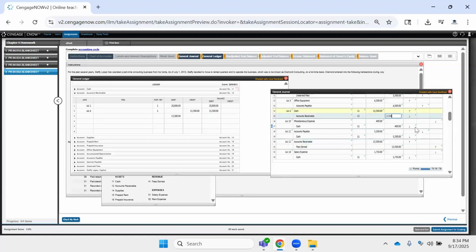So accounts receivable credit 15,300, and then we have to actually compute our running balance of 5,500. And then our running balance for accounts receivable, adding the debit of 13,300 is 18,800.